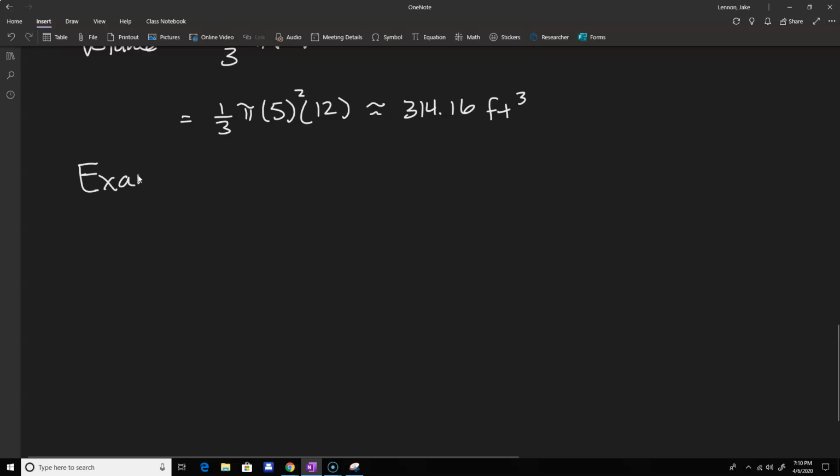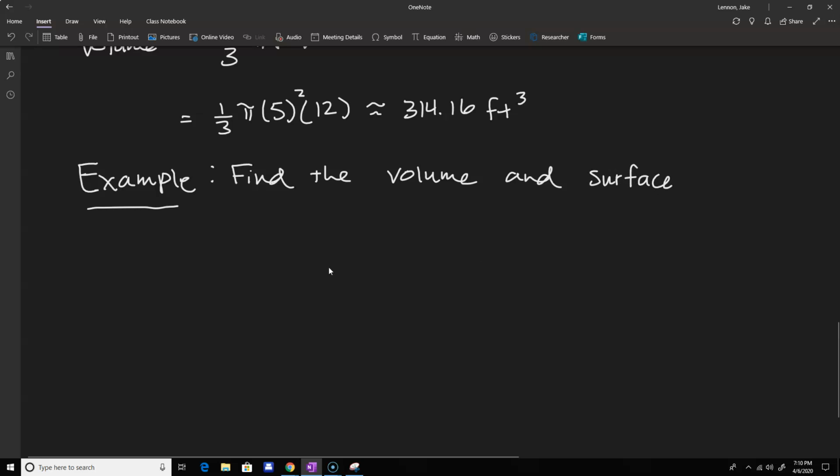So let's say, for example, find the volume and surface area of a sphere with radius 8.3 centimeters.